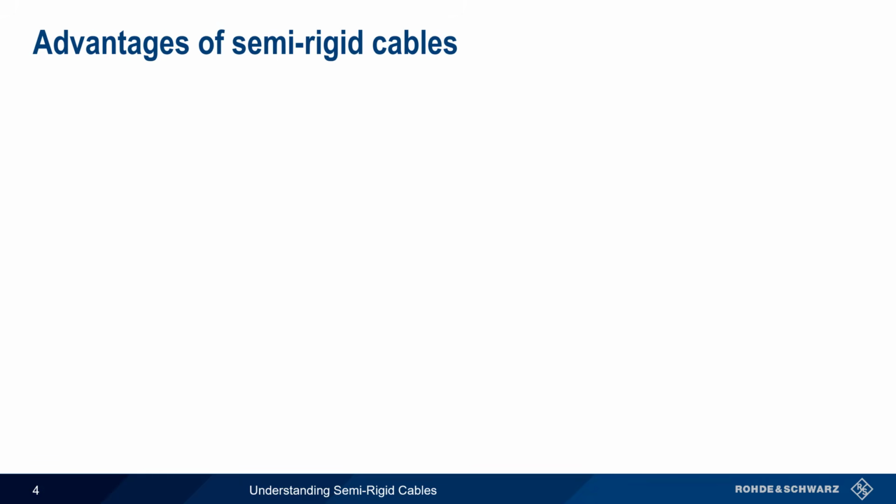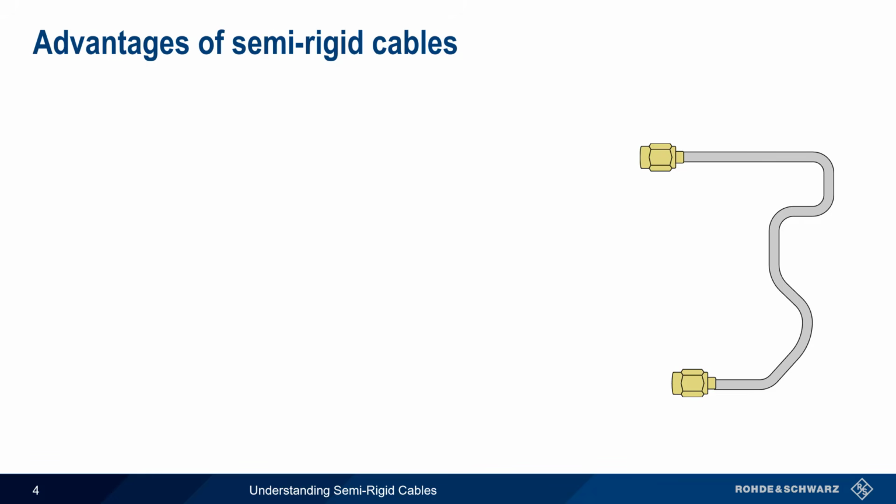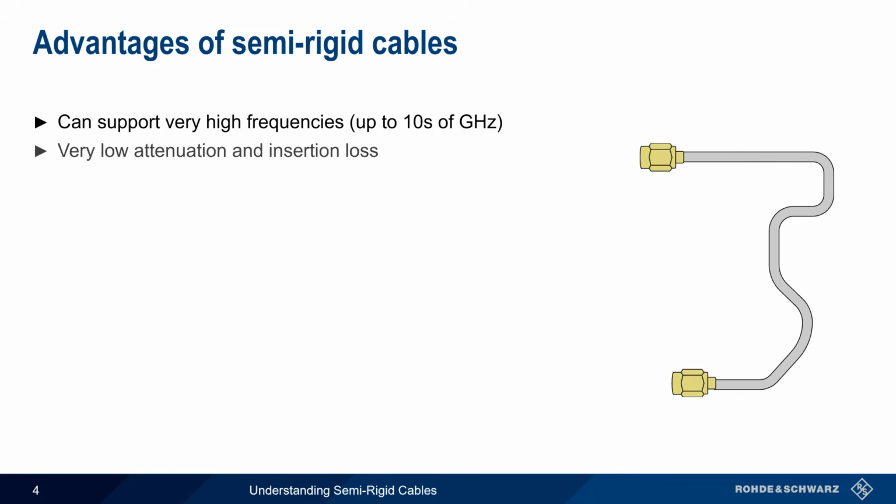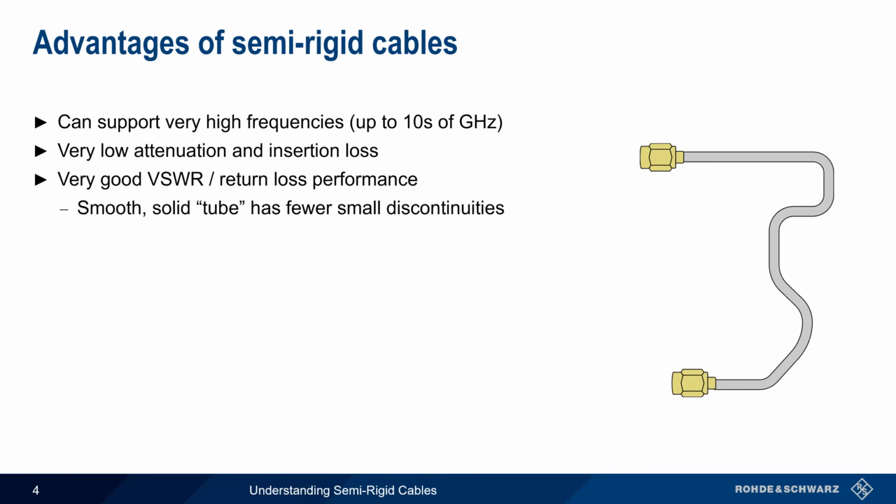Let's begin with a few of the advantages of semi-rigid cables. They support very high frequencies, up to tens of gigahertz, and even at higher frequencies, they have very low attenuation and insertion loss. They also have good VSWR or return loss performance, in large part because the solid tube has fewer small discontinuities compared to the shield of flexible coax.